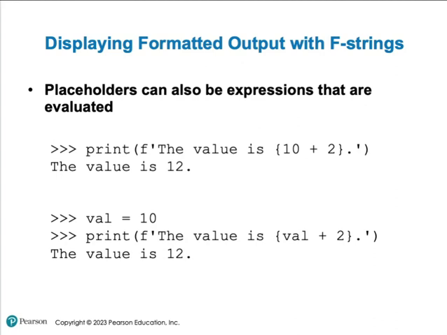Here we're performing mathematical calculations. In the first one, on two integer literals. In the second, we're looking up the value that's in the variable val, which happens to be 10 from the assignment statement before, adding 2 to that, getting 12, and then it would actually output the value is 12.